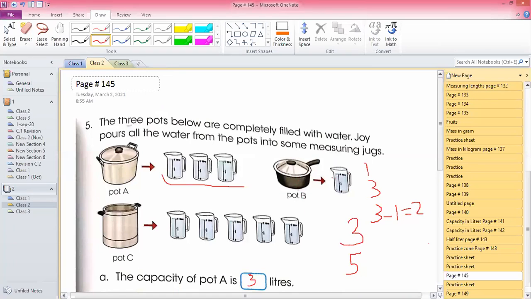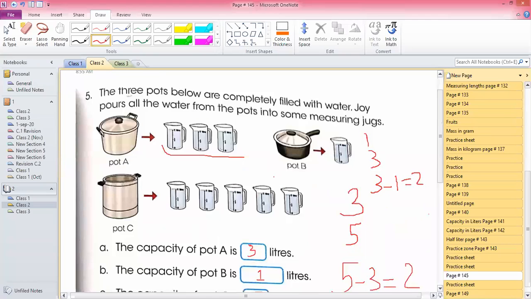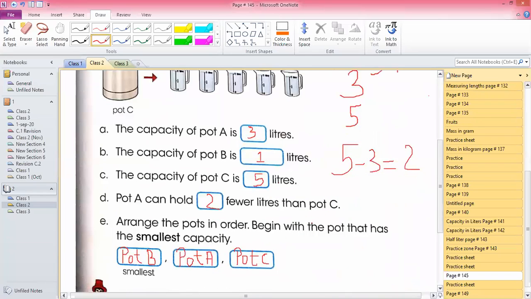Okay. Same here, guys. If I ask you how many fewer liters pot B can hold than pot C, you will subtract 1 from 5 and say 4. That pot B can hold 4 fewer liters than pot C. Up to here, everything is clear, guys.